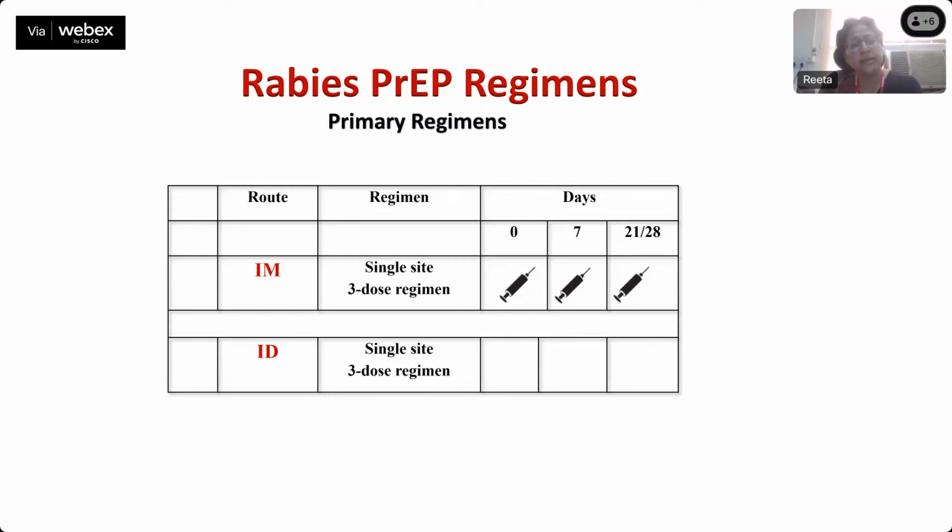So, what is the regimen for pre-exposure prophylaxis that we use in India? It is a single dose of intramuscular or intradermal vaccination on days 0, 7, and 21 or 28. So, it's a 3-dose regimen which is used for pre-exposure prophylaxis. Next slide, please.